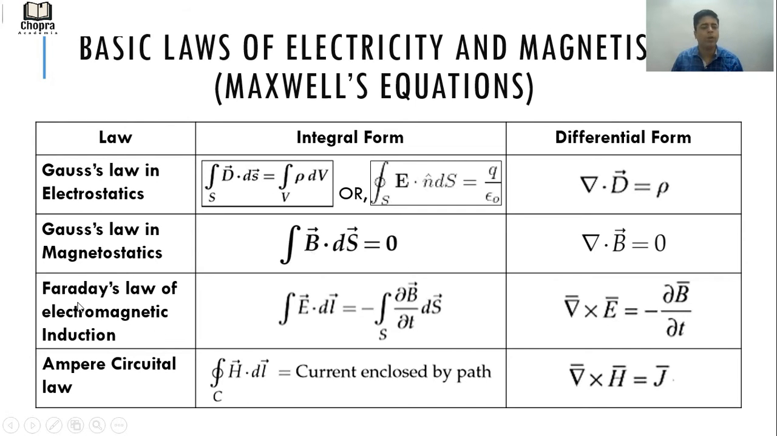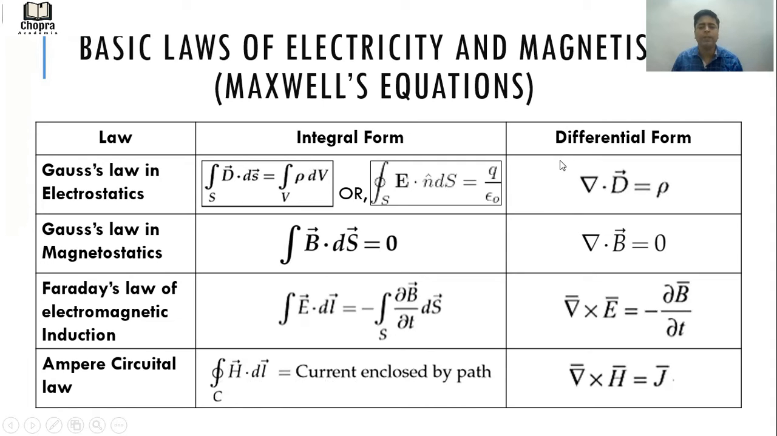Third law is called Faraday's law of electromagnetic induction, that is line integral of E dot dl is equal to minus integral dou B by dou t dS. The last law is called Ampere's circuital law. Now this is the older form. We'll be learning the new form also. That is integral H dot dl is equal to current enclosed by the path. These are all integral forms.